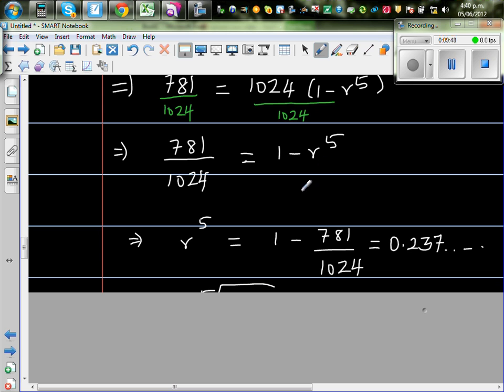I hope you can understand the manipulation. This implies 1 minus r to the power of 5 is 781 over 1024. Then you can take this to this side and this to this side. So r to the power of 5 is 1 minus 781 over 1024.